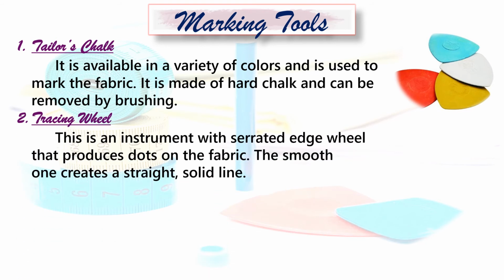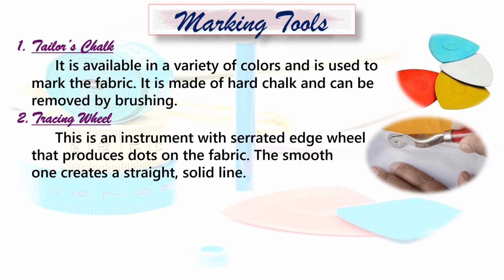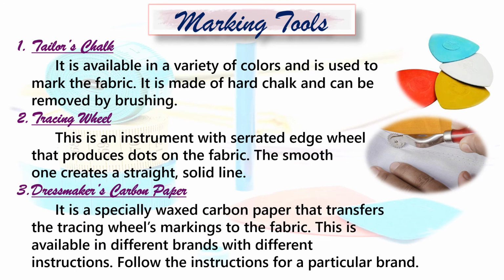The second one is the tracing wheel. This is an instrument with a serrated edge wheel that produces dots on the fabric. The smooth one creates a straight, solid line. Number 3 is the dressmaker's carbon paper. It is specially waxed carbon paper that transfers the tracing wheel's markings to the fabric. This is available in different brands with different instructions, so we need to follow the instructions for a particular brand.